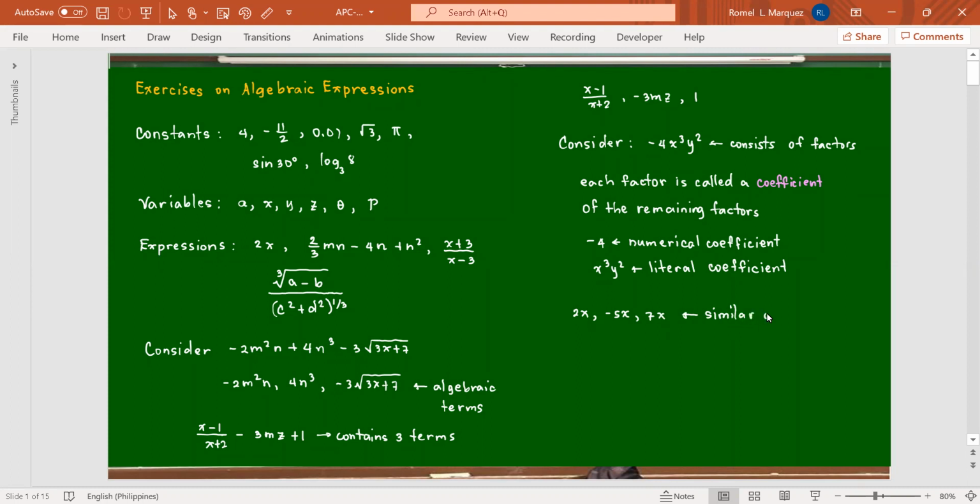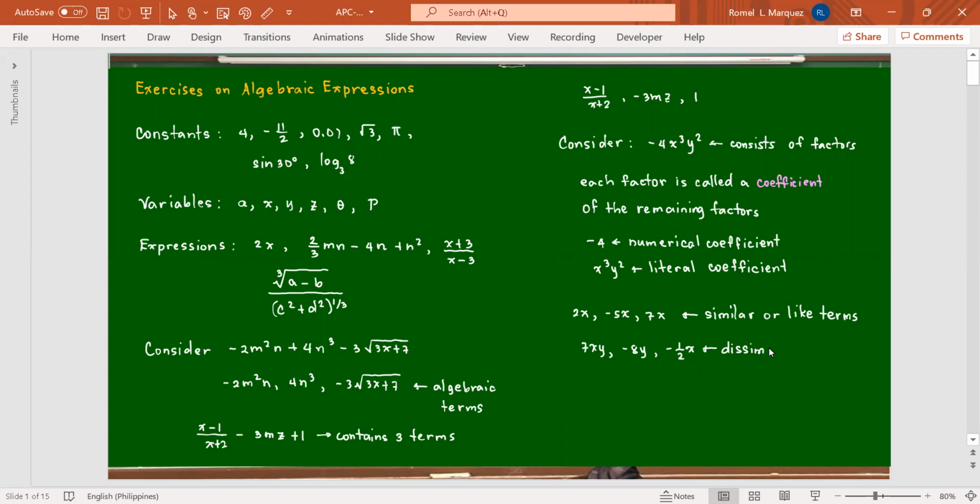Similar or like terms. Okay, guys? What about if I have, let's say, 7xy, negative 8y, negative 1/2 x. These are dissimilar or unlike terms.